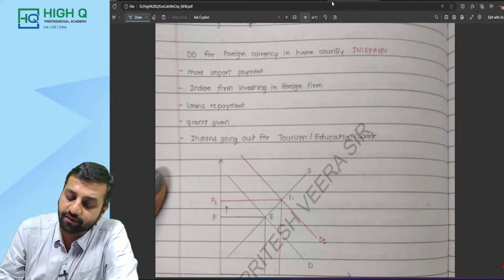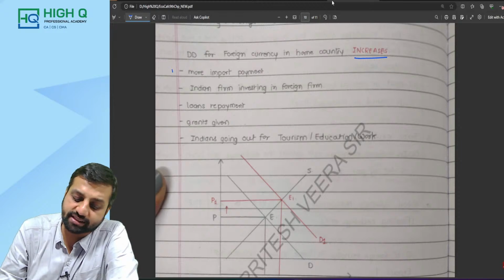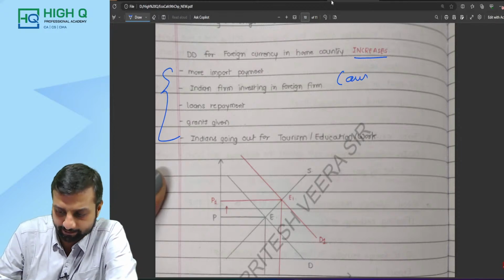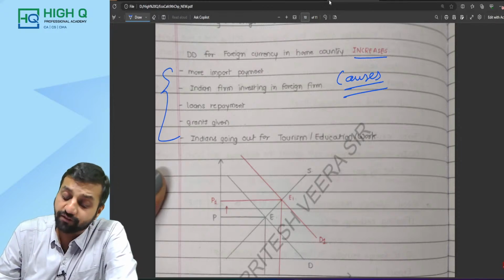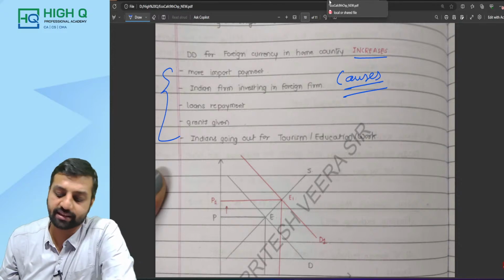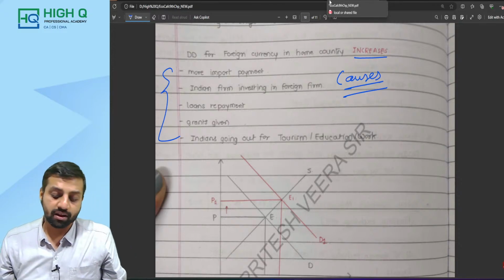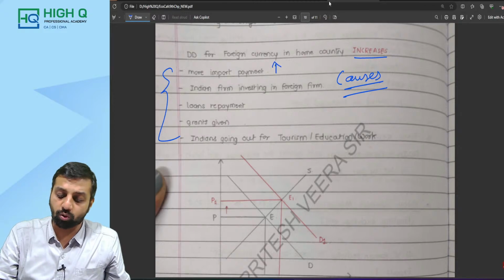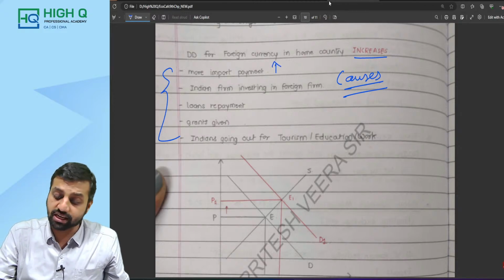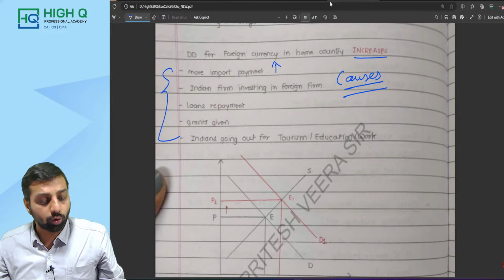That will happen when demand for foreign currency increases. These are the causes. When will demand for foreign currency increase in the home country? When the import payments are more, when Indian firms are investing in foreign firms, or if there is a loan repayment.